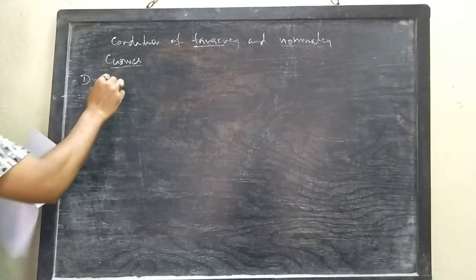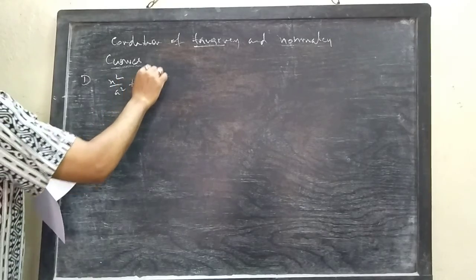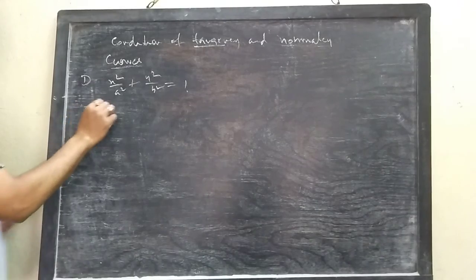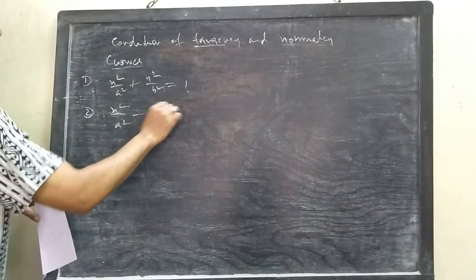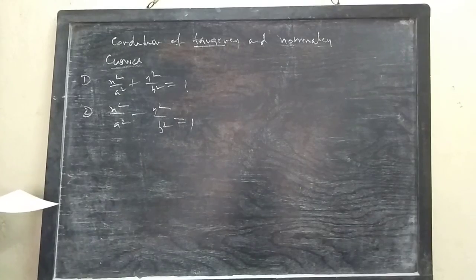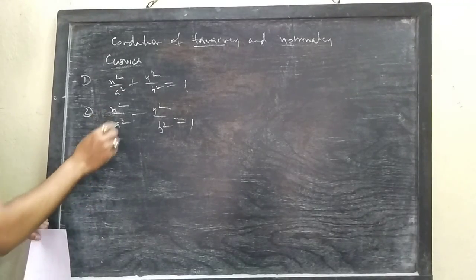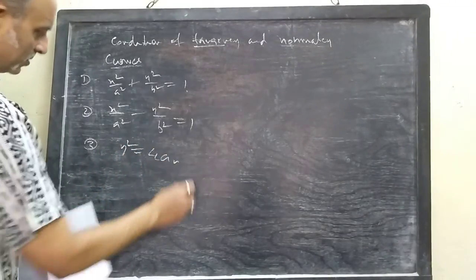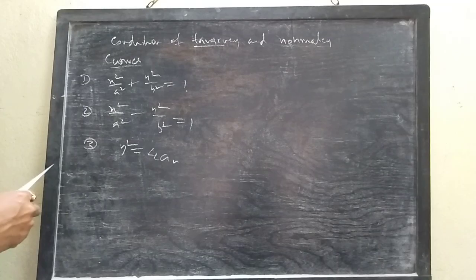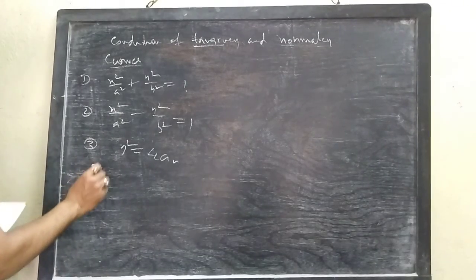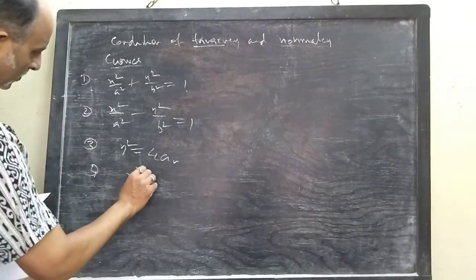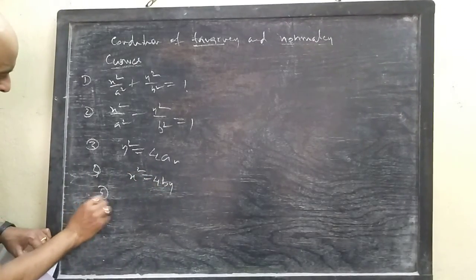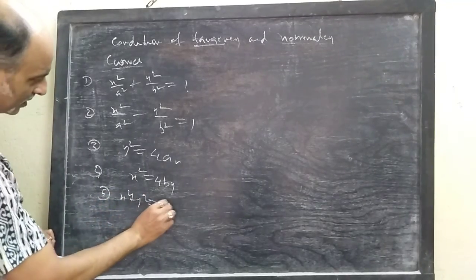Curve number 1: x square by a square plus y square by b square equals 1. This may be an ellipse, or a hyperbola, then a parabola, y square equals 4ax. Then it may be the other form of parabola, x square equals 4by. This may be a circle, an origin centered circle.